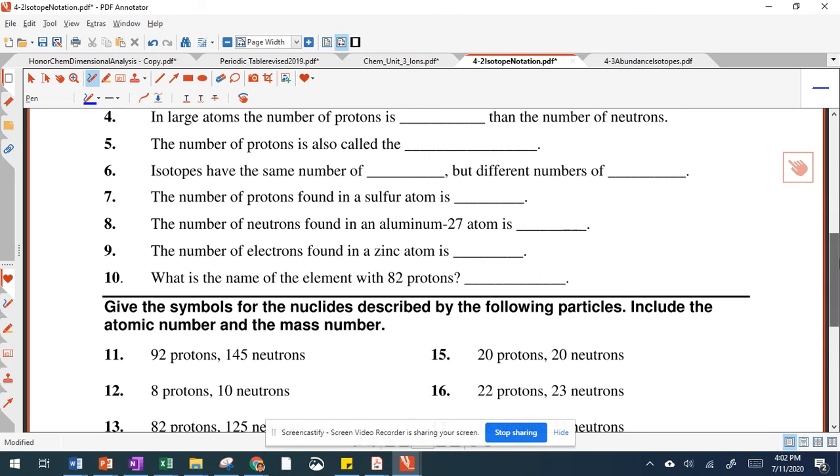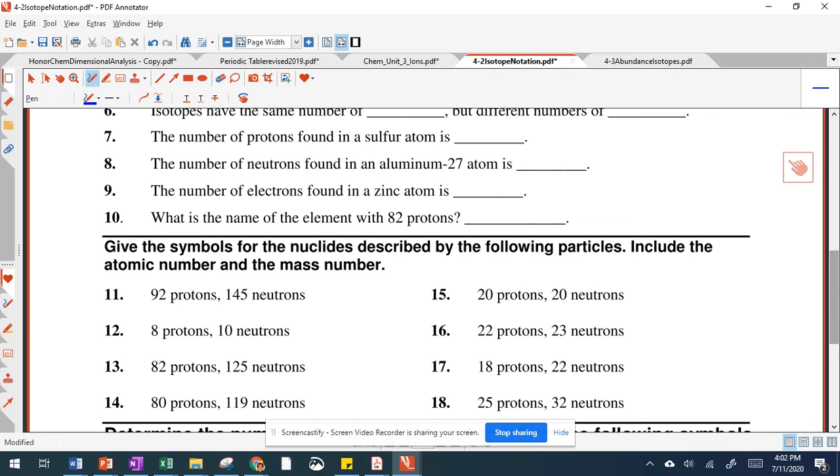Okay, so down here, when they ask you to give the symbols for the different nuclides, it's just the different isotopes. And what we need to do, to do 11 through 18, is to look at a periodic table. So if we look at number 92 on a periodic table, what we see is that is uranium. So we would write the symbol for uranium. Remember, the atomic number, the Z, is on the bottom left. And then we have to add these two, the neutrons and the protons, to get our mass number. That is 237.